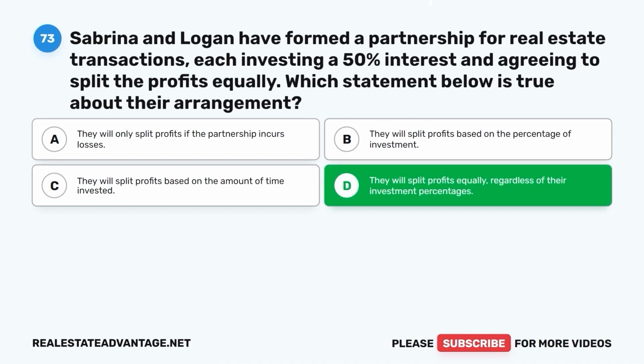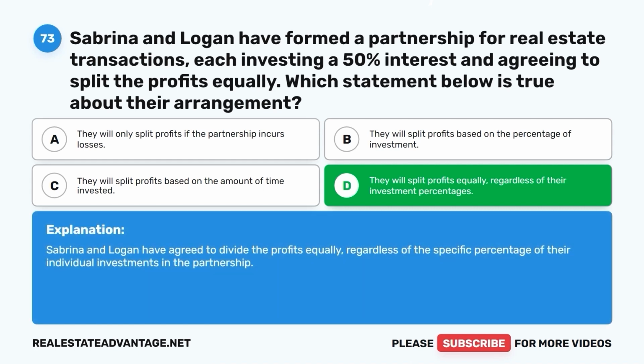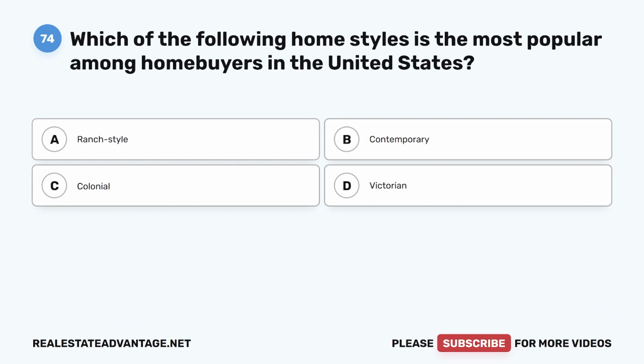The correct answer is D. They will split profits equally, regardless of their investment percentages. Sabrina and Logan have agreed to divide the profits equally, regardless of the specific percentage of their individual investments in the partnership. Question 74. Which of the following home styles is the most popular among homebuyers in the United States?